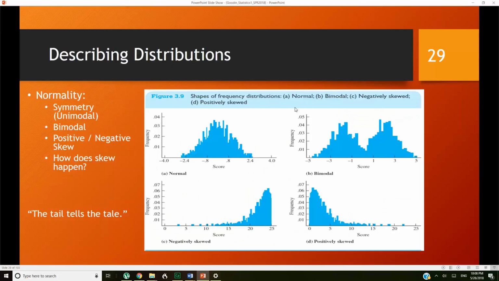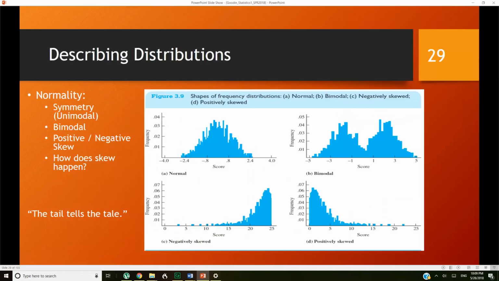The graph on the top right has 2 peaks and is thus called bimodal. On the bottom left and right, we see 2 histograms with a peak in each. You'll notice that the data goes to one side or the other. The data goes away from the peak positively or negatively, creating what we call a skew.